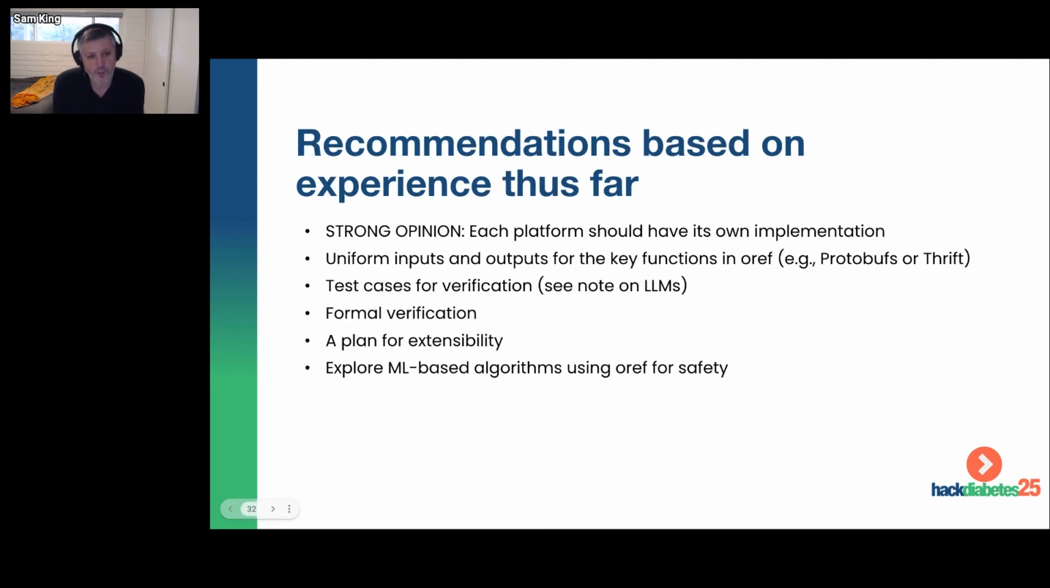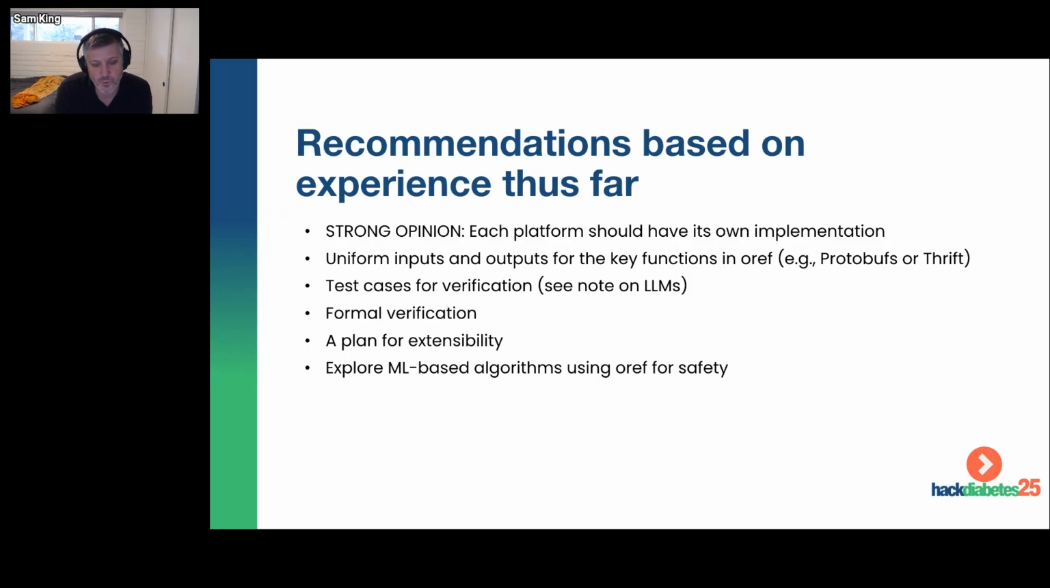So for people who are interested in working on this in the hackathon, I have a couple of ideas that might be interesting. First, my own personal strong opinion is that each of the platforms should have their own native implementation. Given that, the unified algorithm will have some challenges, but I still think we can do a lot better than we're doing right now.